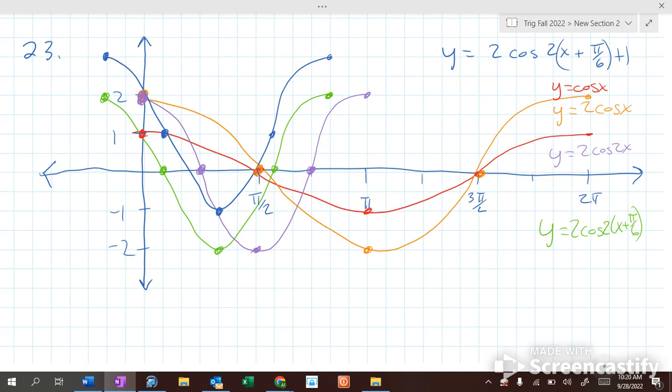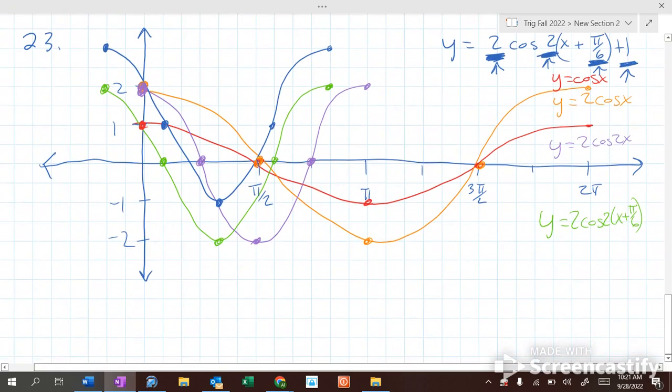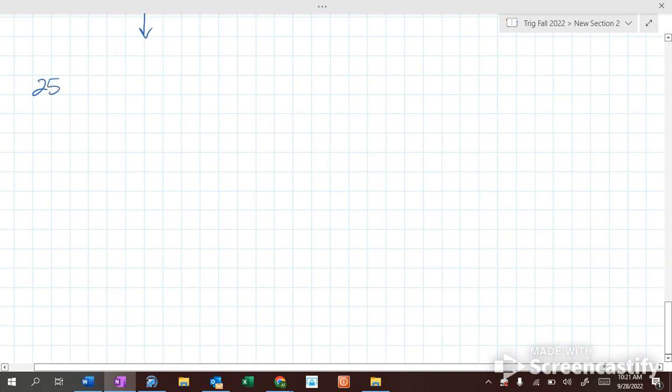So this one involved everything. Making it twice as high. This 2 says twice as high. This 2 says twice as skinny. Pi over 6, we shift to the left, pi over 6. And plus 1, we go up 1. Okay? So we had a stretch up and down, a shrink sideways, a shift sideways, and then a shift up. That's what we did. Okay, last one. And doesn't that look beautiful? All those pretty colors there. All right, 25. Last one.